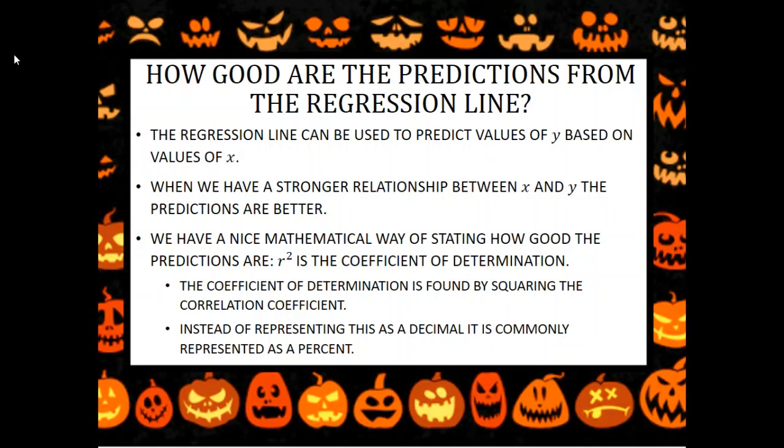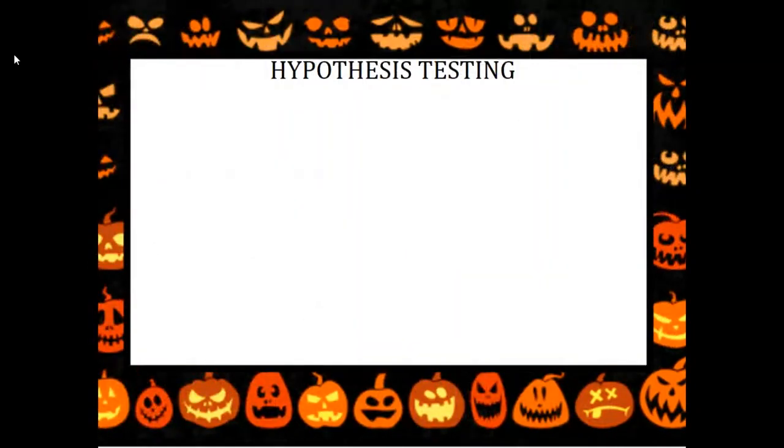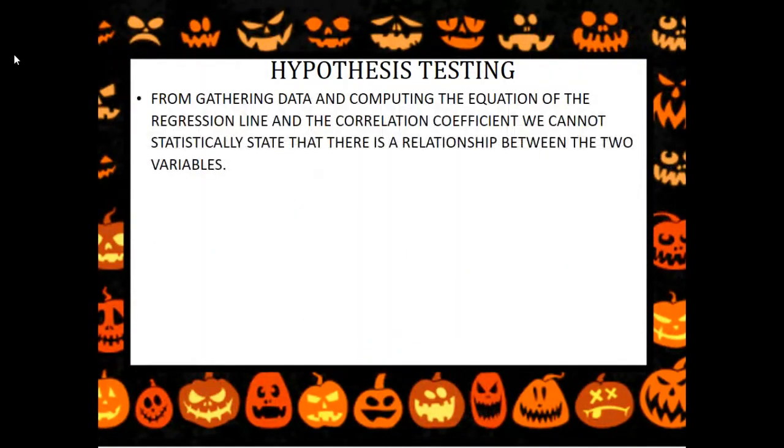All right, so let's talk about actually testing something. What you're going to do, again, the kind of data you're getting here is 2 values from a single individual, whatever that individual is, and you think that one of the values might explain the second value. So from gathering data and computing the equation of the regression line and the correlation coefficient, we can find it all and not know if it's any good.